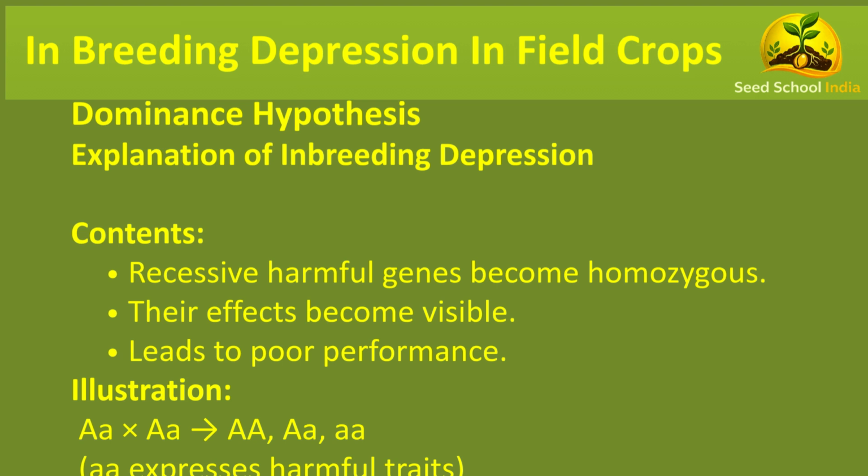The dominance hypothesis explains that inbreeding depression occurs because deleterious recessive alleles become homozygous after repeated selfing. In a heterozygous plant, dominant alleles mask the harmful effects of recessive genes. However, as homozygosity increases, recessive alleles are expressed, resulting in poor growth, lower fertility, and decreased yield. This hypothesis is widely accepted as one of the major explanations for inbreeding depression in crop plants.